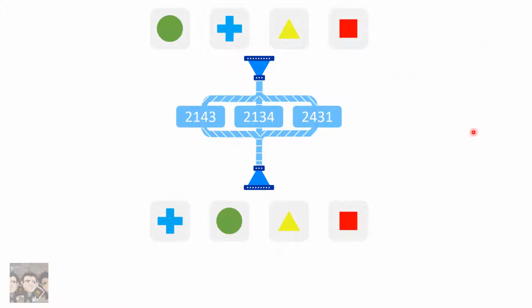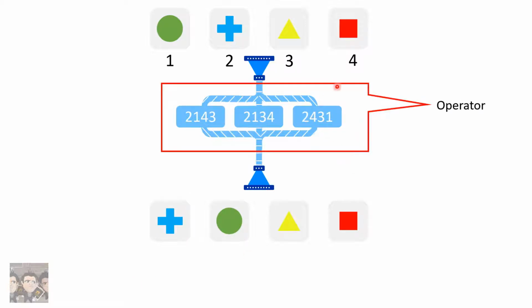So let's go to the basics. Now we have number 1 element, number 2 element, number 3 element, and number 4 element. These are the elements, these are the inputs, and these are the outputs. In the middle we have the operator. What this operator is basically doing is arranging this input in such a way that we get this output. In this operator we have three options. The idea of this question is to find the correct operator to make this input look like the output.